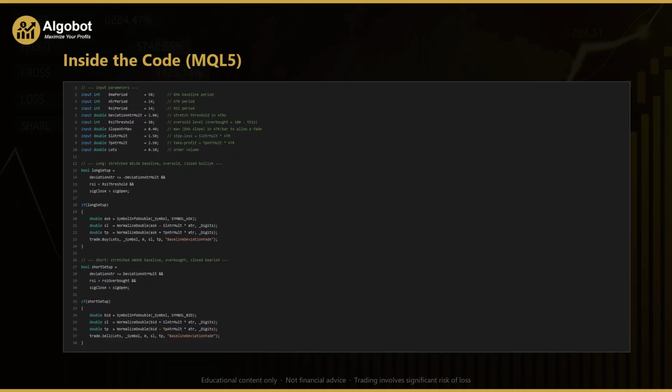When that is true, the code reads the ask price, computes a stop loss below it and a take profit above it, each scaled by the average true range, and calls trade.buy. The short block mirrors it exactly.